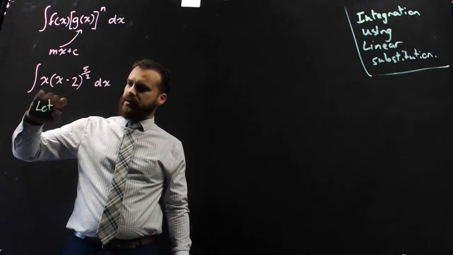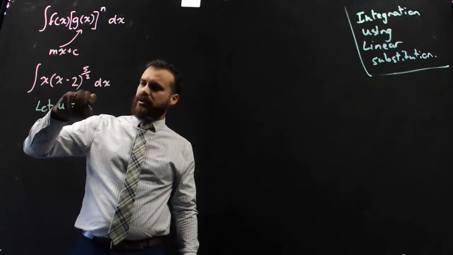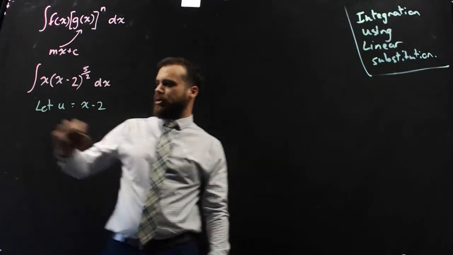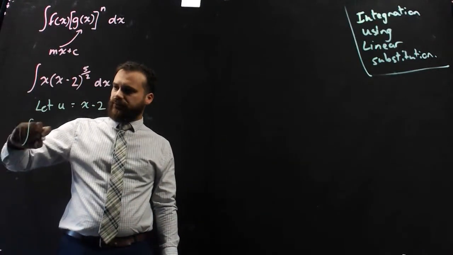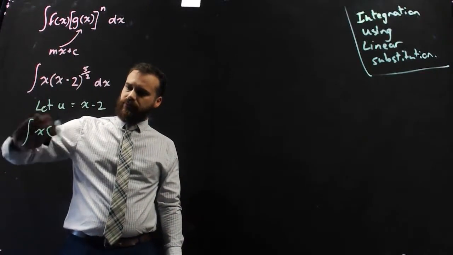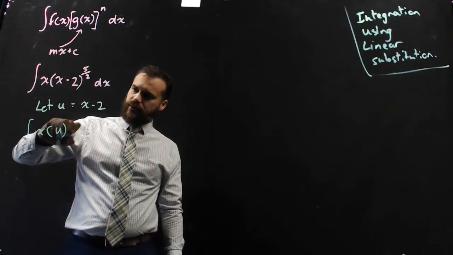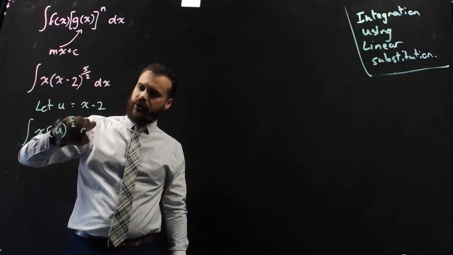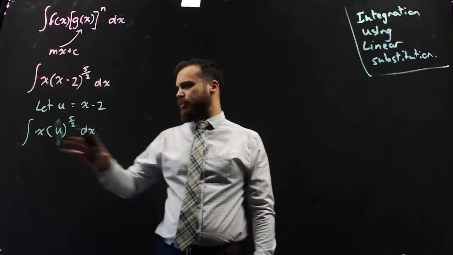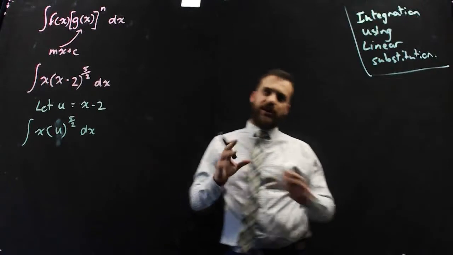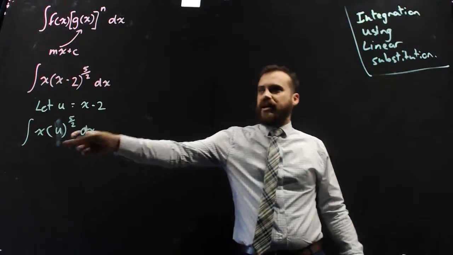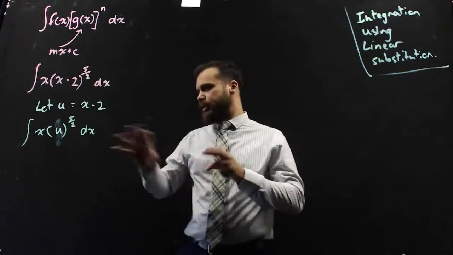So let's do our substitution. We can let u equal x minus 2. So that's going to give us something like x times u to the power of 5 on 2 with respect to x. That's a big problem because we've got x's and u's inside of this integral. We can't really work in that way. So we want to re-look at f of x in terms of u.